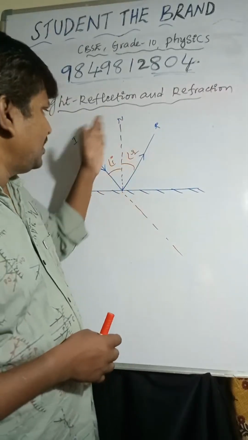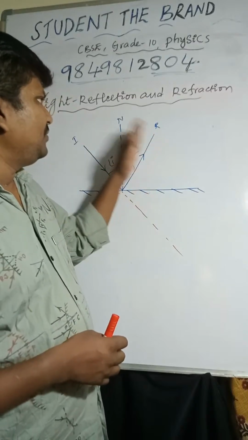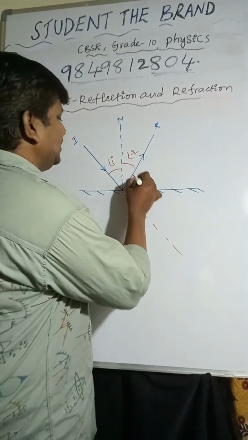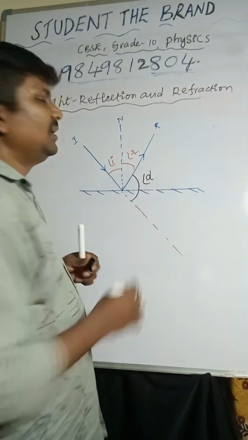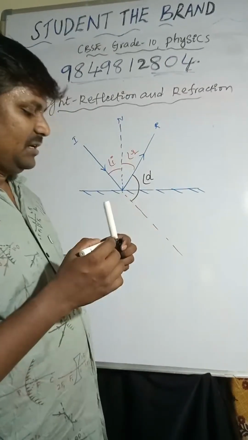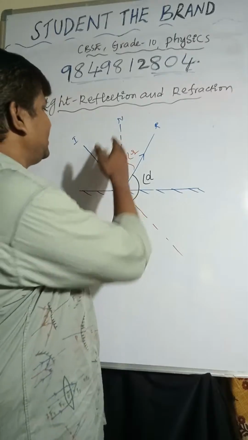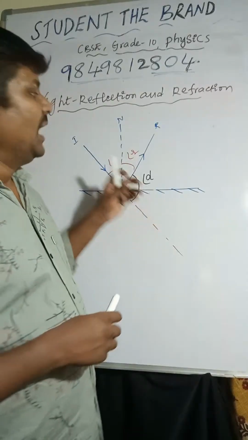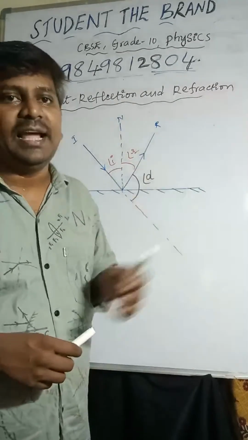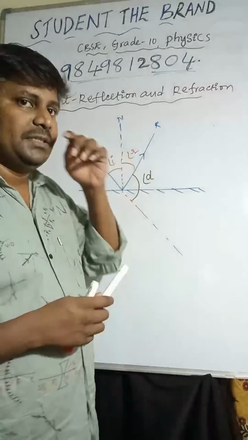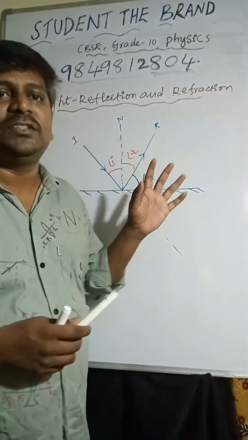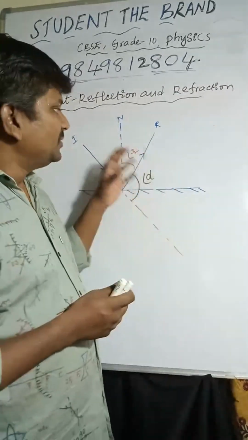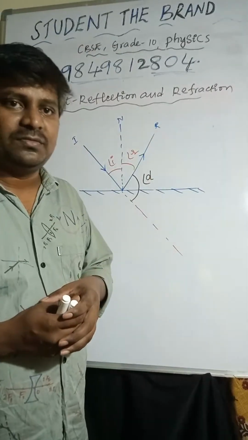The angle between the incident ray and the normal line is called the angle of incidence. The angle between the reflected ray and the normal line is called the angle of reflection. The angle between the reflected ray and the undeviated line is called the angle of deviation. So this is about reflection of light. The bouncing back of light from the reflecting surface is called reflection of light.